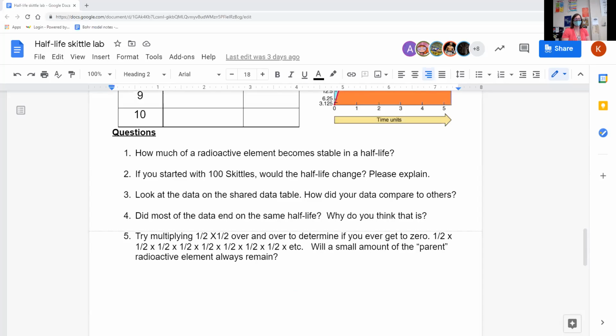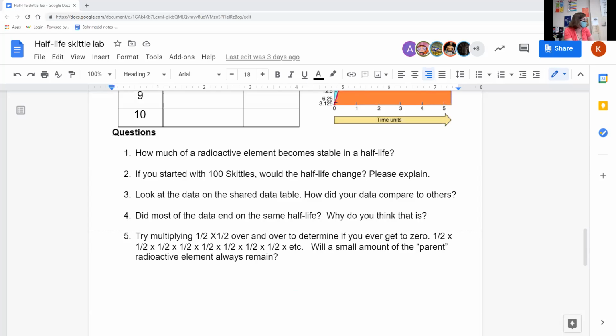No. It would affect the number of times we shook, but each time for the half-life wouldn't change. It doesn't matter how much you start with, because the half-life is the time it takes for half of them to decay. Now, the total time for all of it to decay would be adjusted, but that's not what they're asking. They're asking if we would adjust the half-life, which is the time it takes for half to go each time. And so that should have stayed the same.